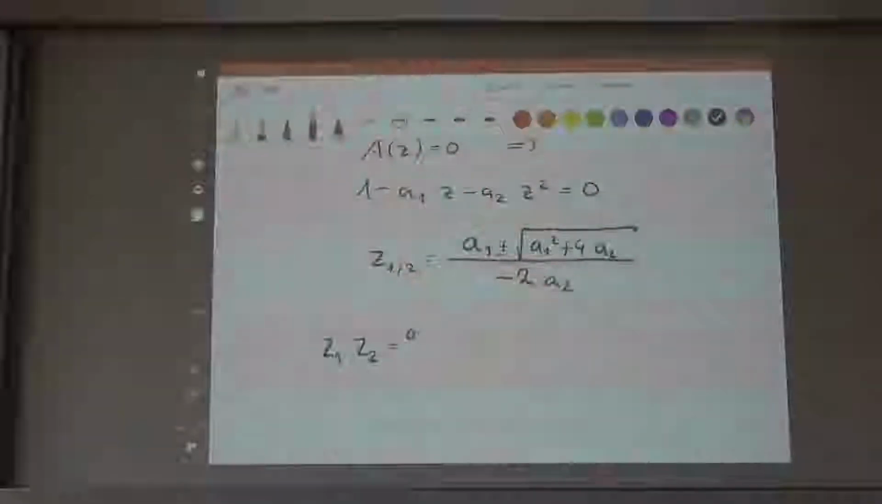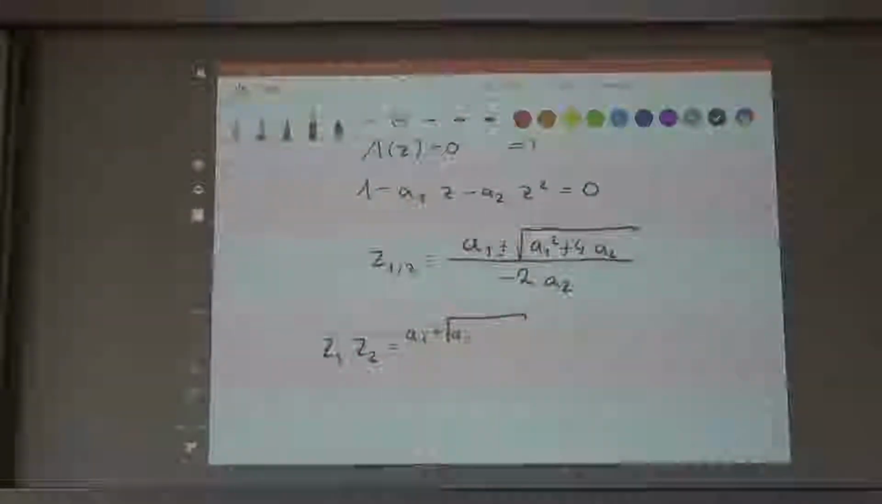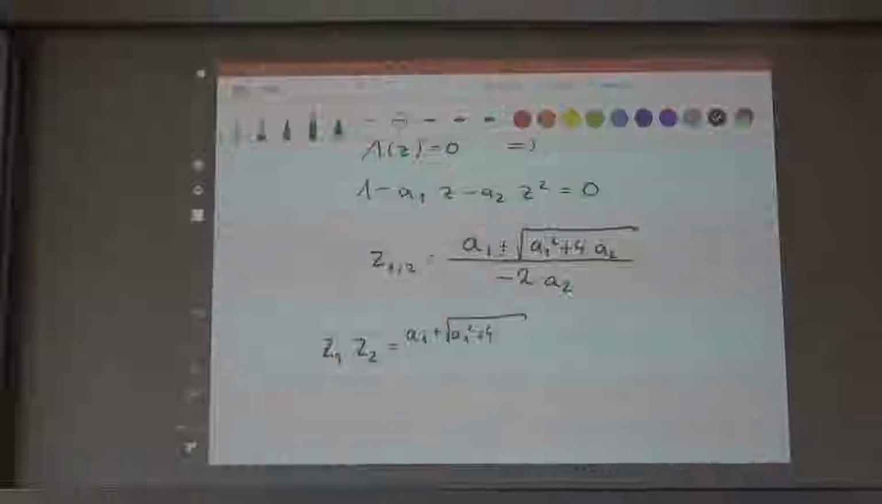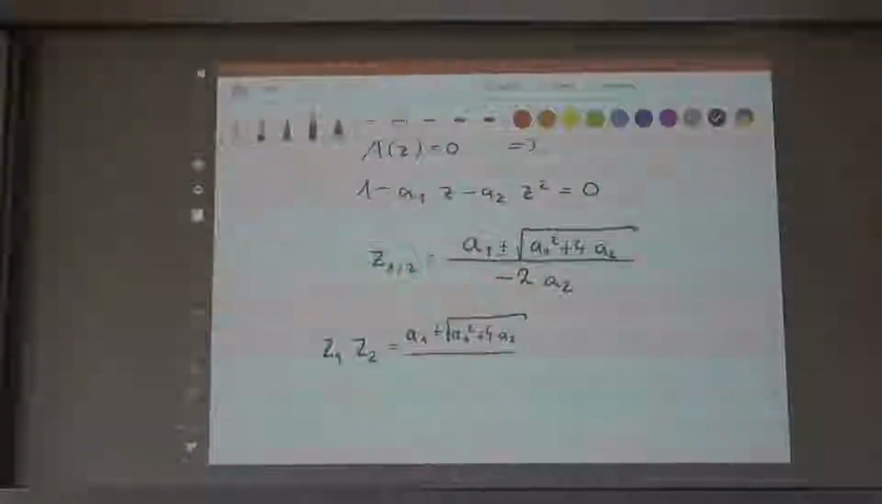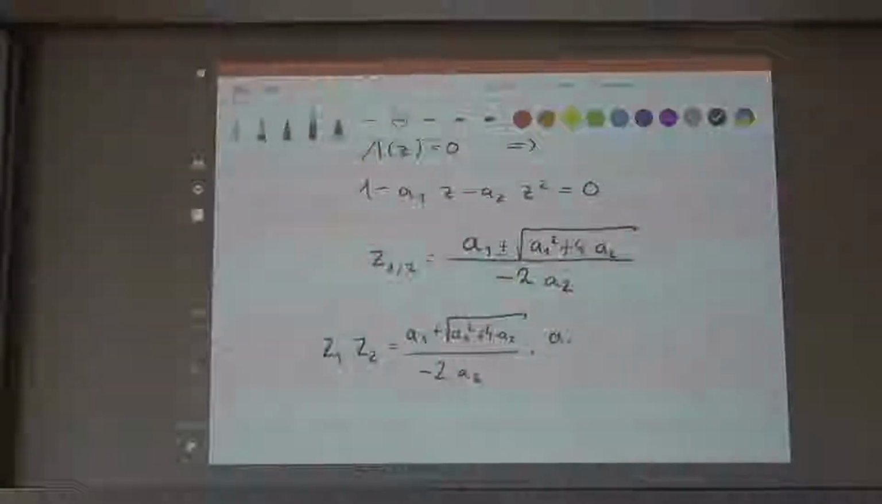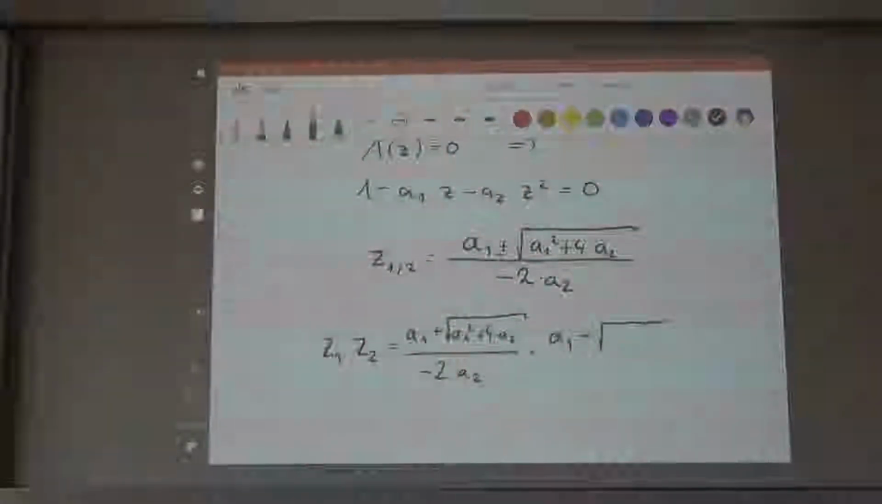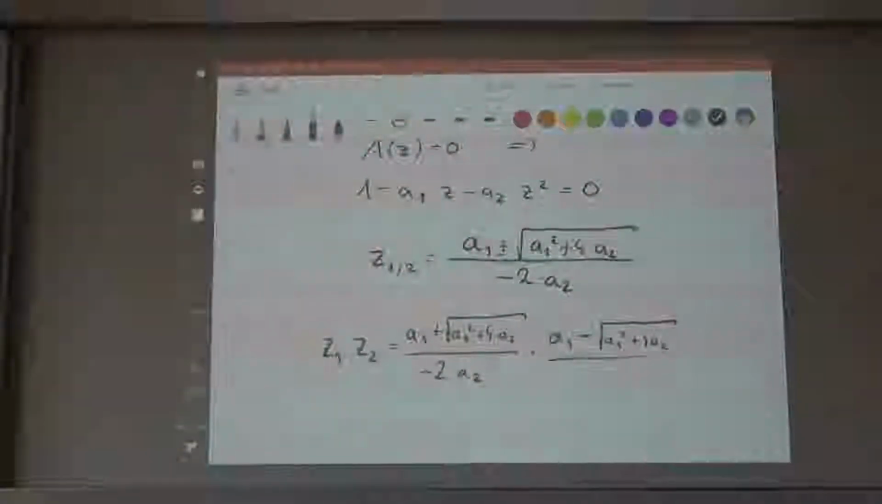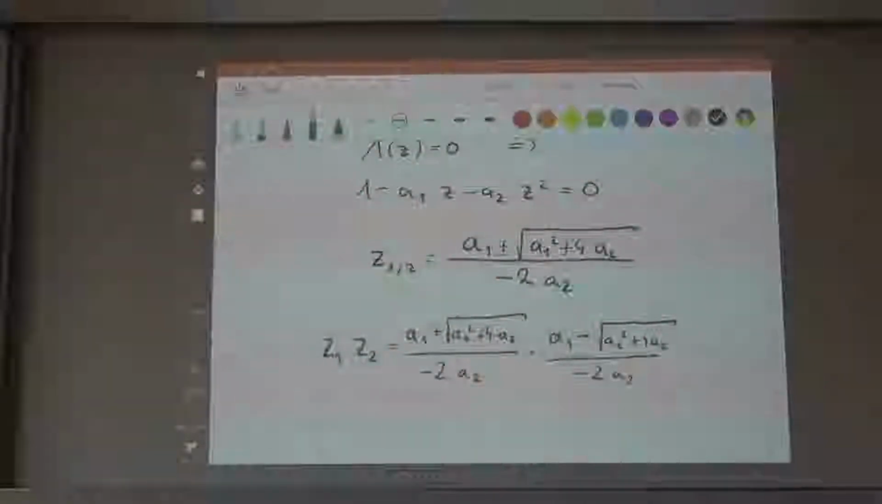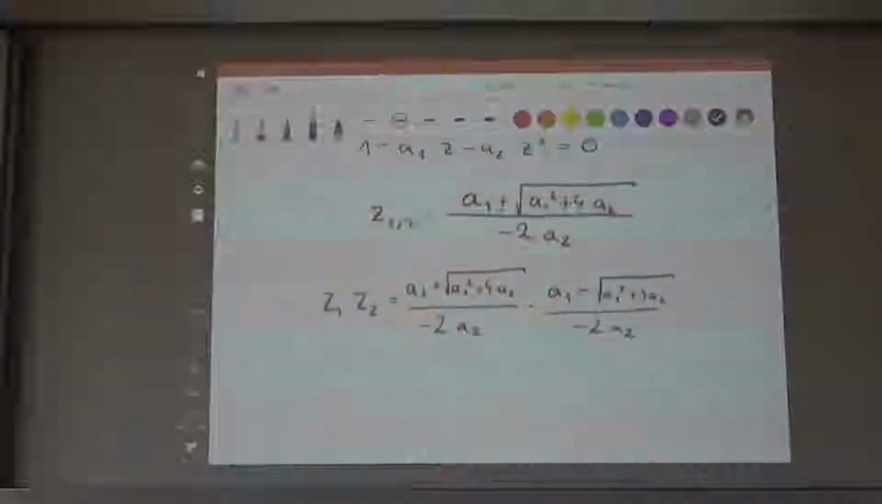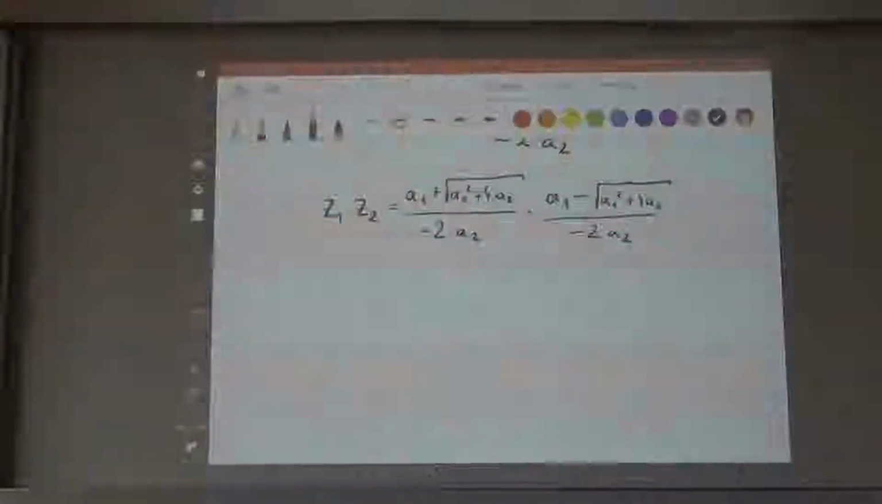Let me just write it down. Here you have A1 plus the square root of A1 squared plus 4 times A2, divided by negative 2 times A2. That's the first one. And you multiply this by A1 minus the square root of A1 squared plus 4 times A2, divided by negative 2 times A2. So the question is what you get if you multiply the two roots.